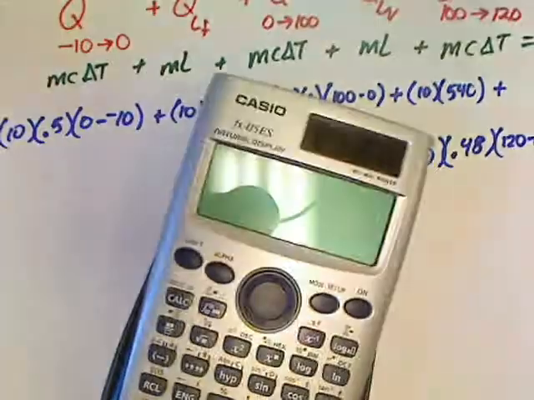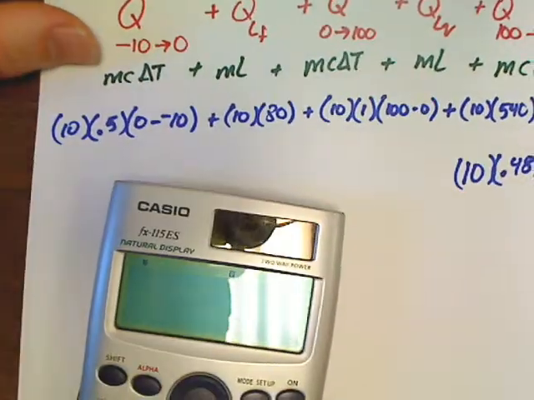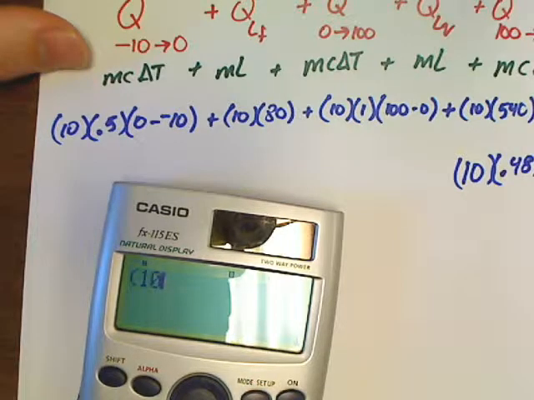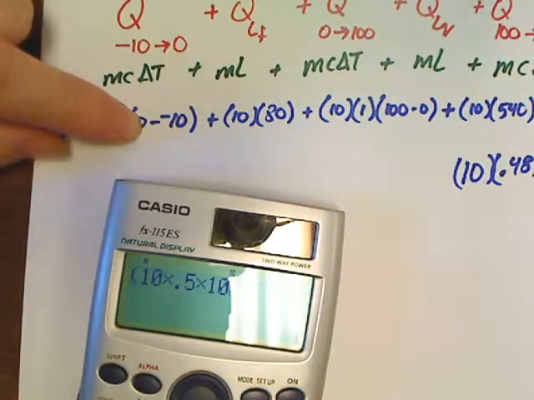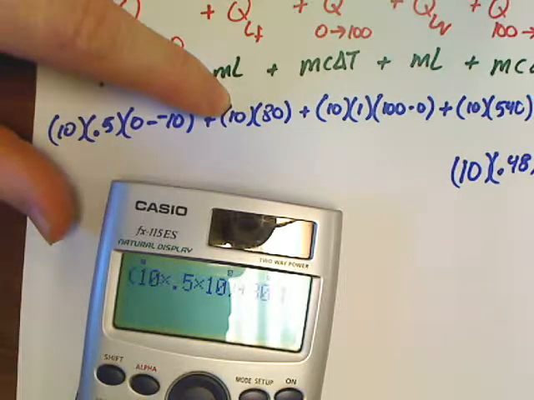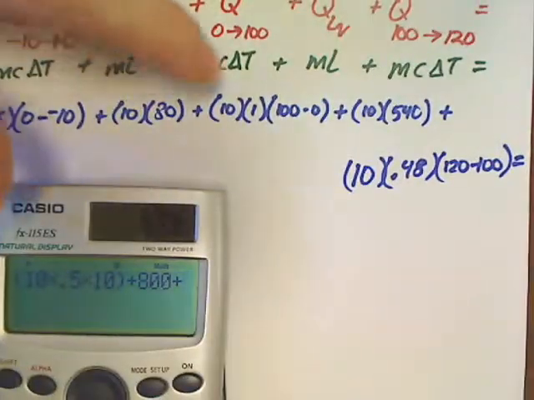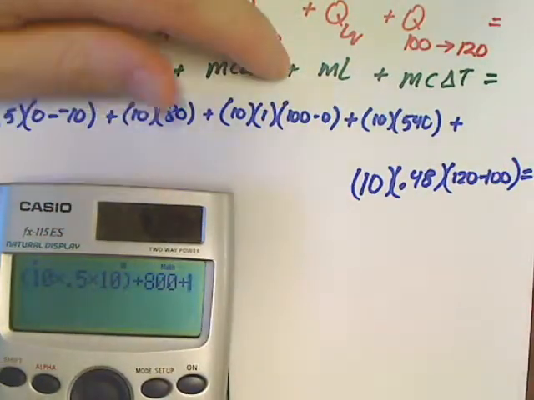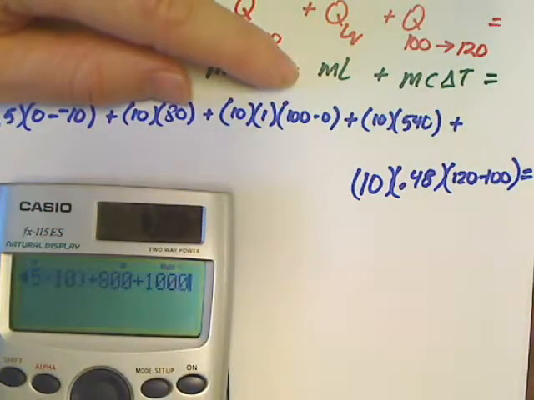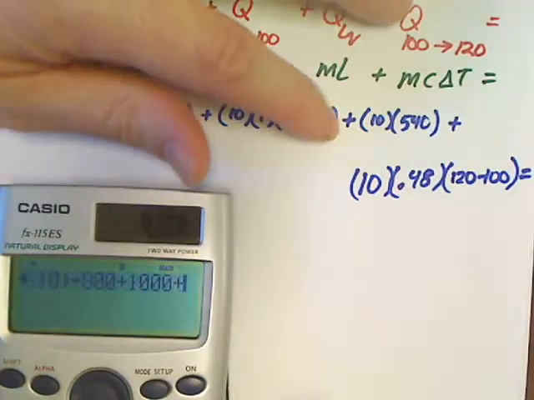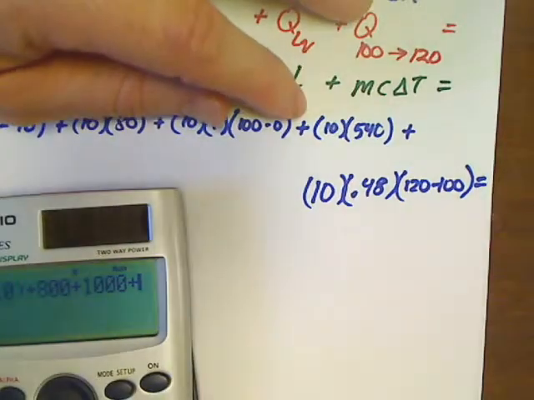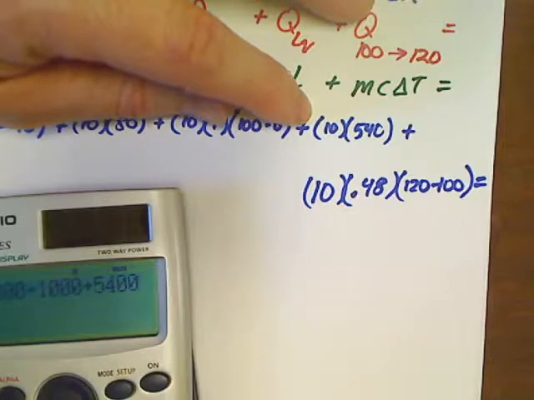Okay, you talked me into it. I'll plug it all in. It's only going to take a second. 10 times 0.5 times 10 again, because that becomes positive. Plus 10 times 80 is 800. Plus 10 times 1 times 100. Well, that's 1,000 plus 1,000. Plus 10 times 540. Well, that's 5,400.